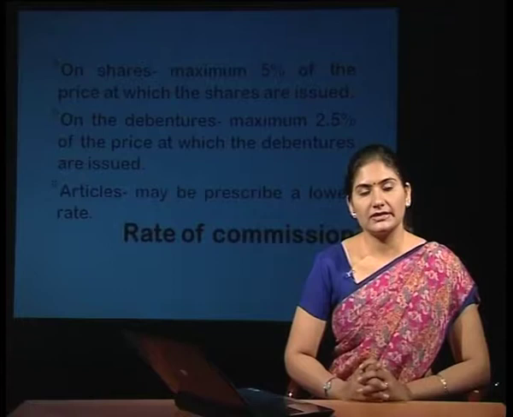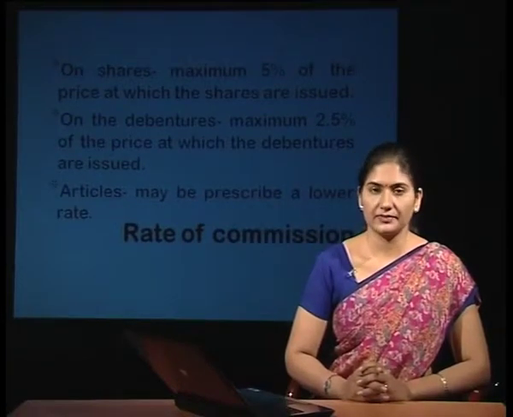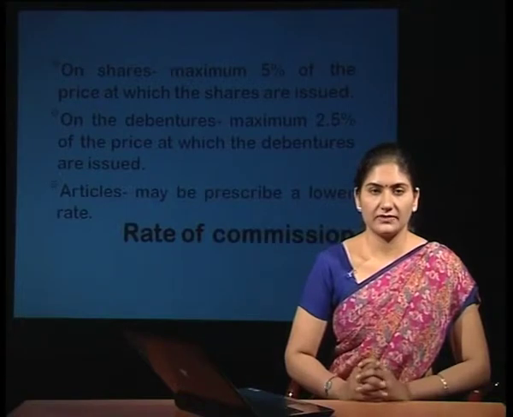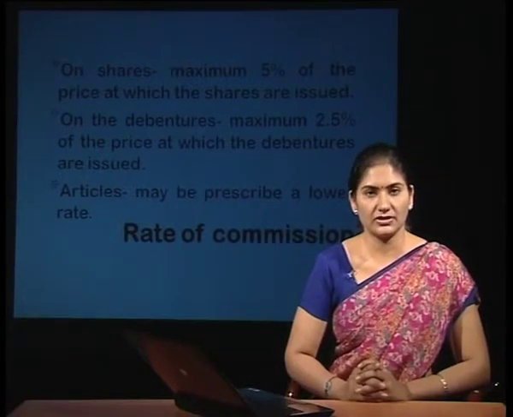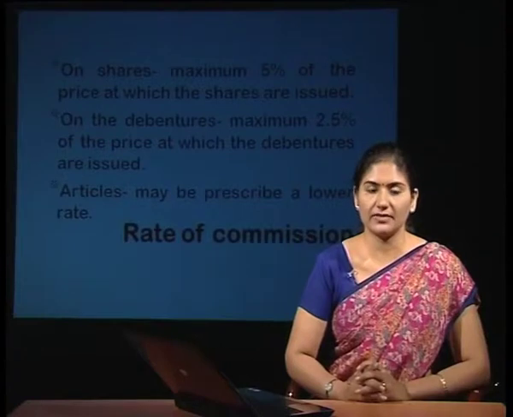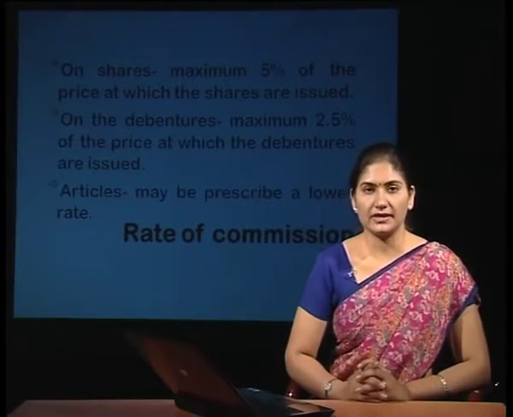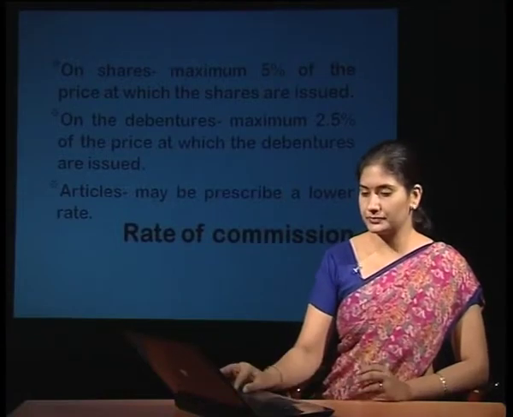However, the articles can prescribe a lower rate. This 5% and 2.5% respectively for the shares and debentures is the maximum that can be paid by the company. So, a lesser rate could be settled up by the articles.